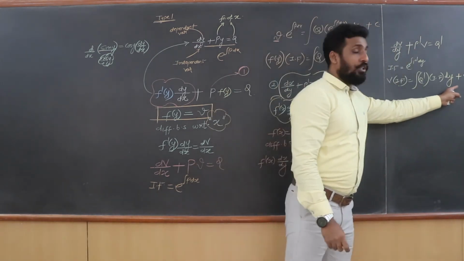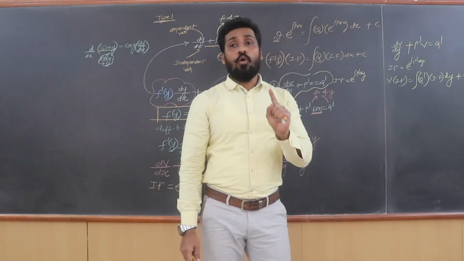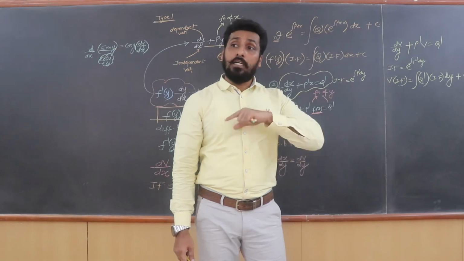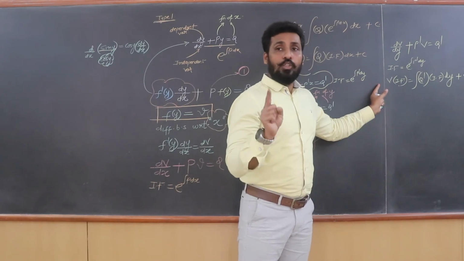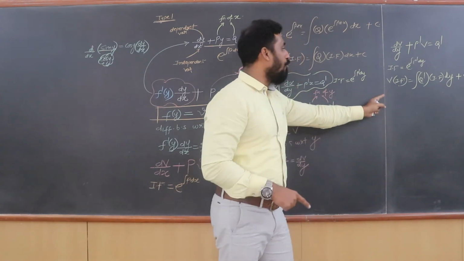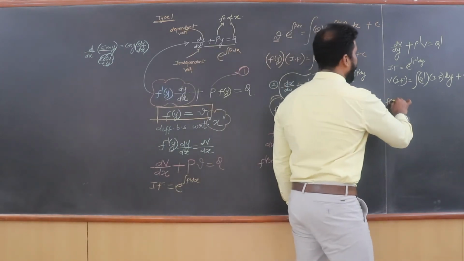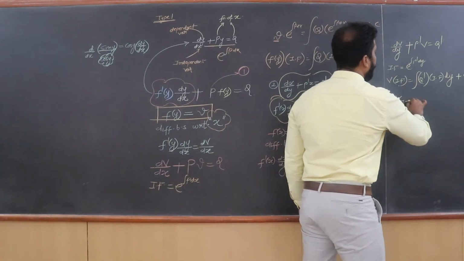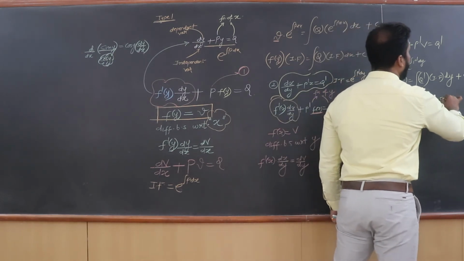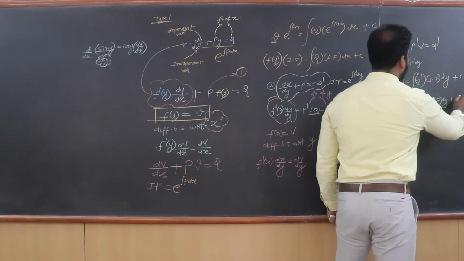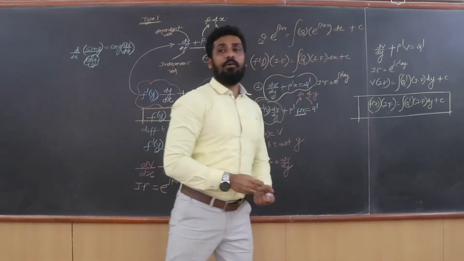So that is how the solution comes. We should not forget to change the value of v because v is brought in by us. The solution contains v because of our substitution, so we should replace it back to its original form. So v was f of x. So I'm going to write here f of x into the integrating factor is equal to integration of q dash into the integrating factor dy plus c. So that's how I get the solution for the second type also.